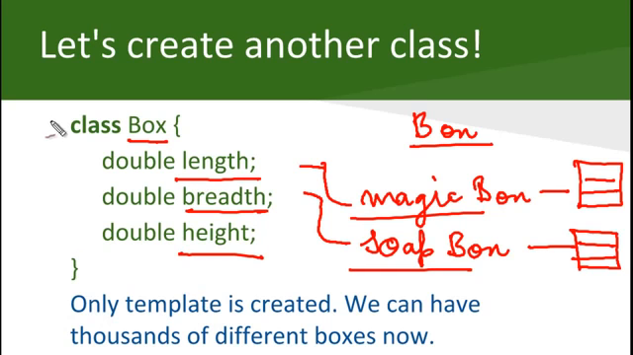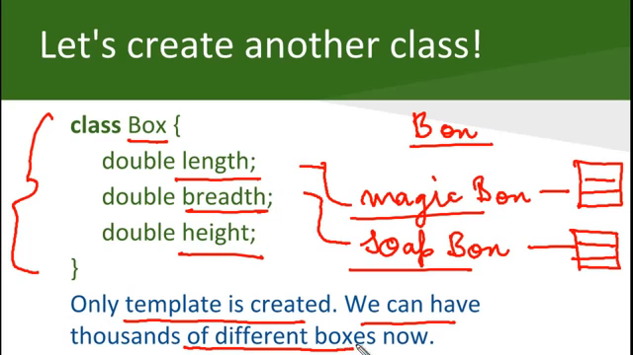But remember, when we write this part of the code, class box, we have created only the template. Now when we create an object, we can have thousands of different boxes or objects, but this part has only created the template as of now.